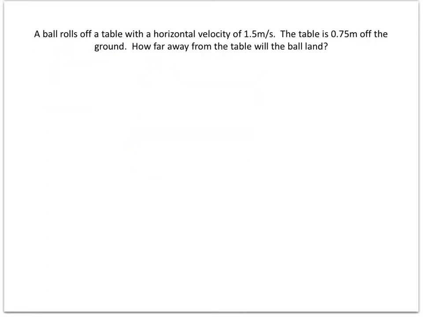Okay, now a horizontally launched projectile problem. A ball rolls off a table with a horizontal velocity of 1.5 meters per second. The table is 0.7 meters off the ground. How far away from the table will the ball land? So first, I'm going to actually draw a picture. This is my table.